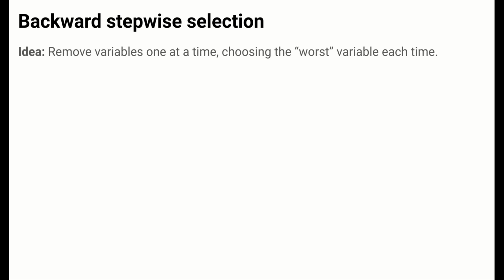Backward stepwise selection is similar to forward, but instead removes variables one at a time, each time removing the worst or least useful variable. Just like best, worst refers to the evaluation metric used. Implementations that use p-values choose the variable with the highest p-value to remove, but we will continue using cross-validated estimates of test error.